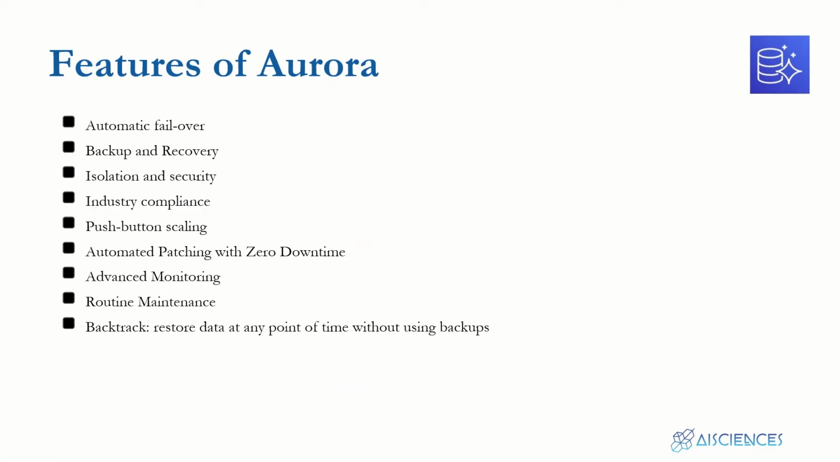Now, talking about the features of Aurora, we have this automatic failover, which we discussed before. We have the backup and recovery, which is basically most of the features. We have the backtracking and so on, so you can just back up the data, and then in case of disaster recovery, you can recover your data, right? And then we have the isolation and security. We have security groups. We have industry compliance. We have the push button scaling, automatic patching with zero downtime, and advanced monitoring, which is used for the performance metrics. We have the routine maintenance, which can be used for the minor upgrading.